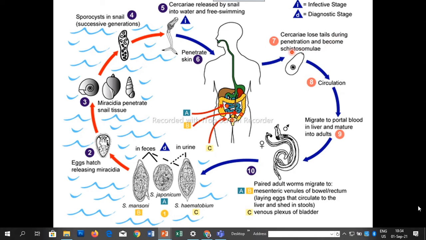Cercariae will lose the tail during the penetration and become schistosomula, and will circulate through the different vessels, then migrate to the portal vein in the liver and mature into adults. The paired adults, male and female together, will migrate to the mesenteric veins in the bowel and rectum, laying eggs that circulate to the liver and are shed in the stool. Or they will go to the venous plexus of the bladder for Schistosoma haematobium.